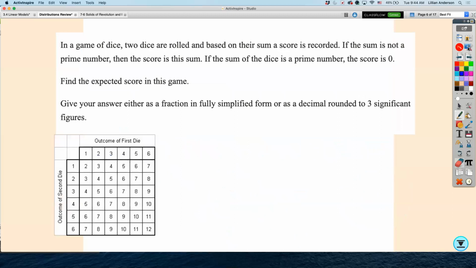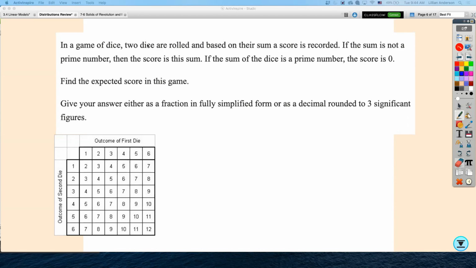I think this was the last one that the majority of you guys had issues with. This one's interesting because it says in a game of dice, 2 dice are rolled and based on the sum of their scores recorded. If the sum is a prime number, then the score is the sum. If the sum of the dice is not a prime number, the score is 0. You have to find the expected score in this game.